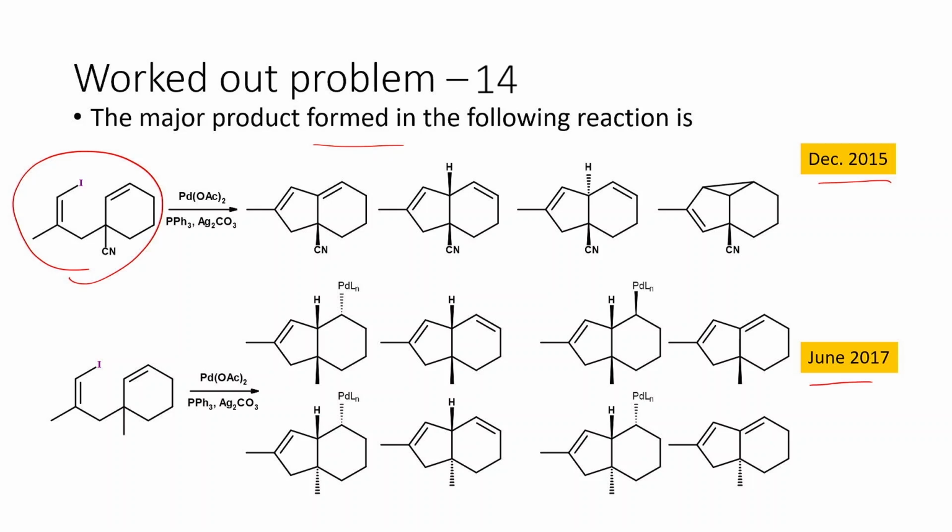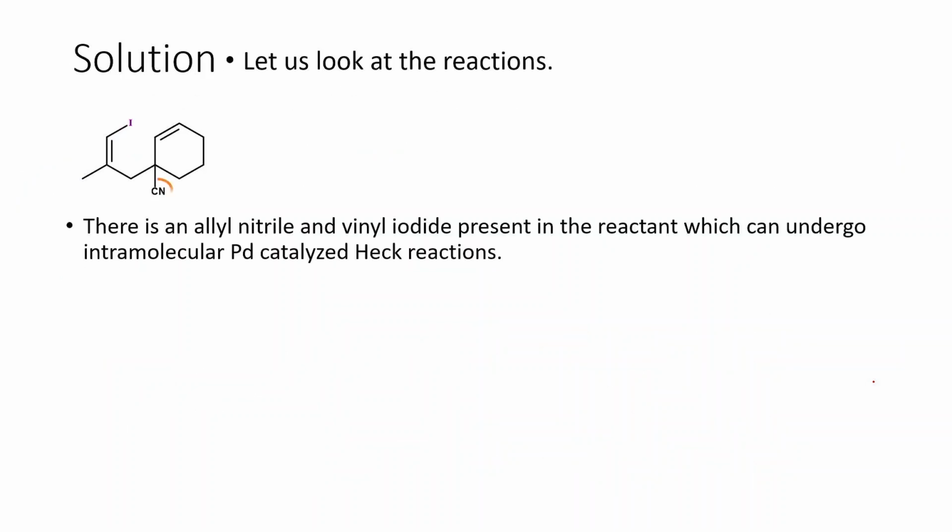If you look at the reactions, they all look very similar. In 2015 they gave the final product, but in 2017 they gave 2 things: the intermediate that will be formed, and also the final product. The reaction follows exactly the same course, so I will take only the top one, and we can easily work out the same for the second one also. This starting material has 2 groups. One is the allyl nitrile, the allylic nitrile that is present, and the second one is the vinylic iodide.